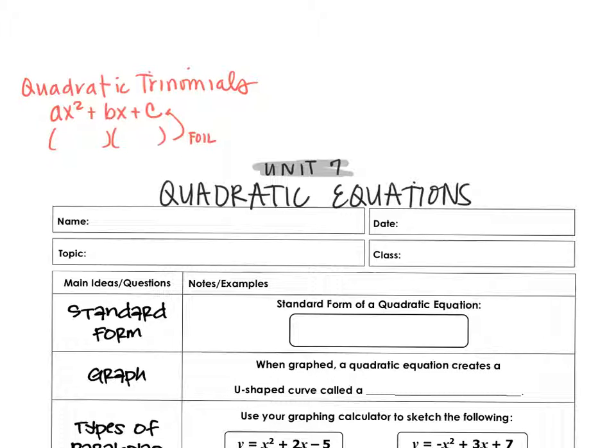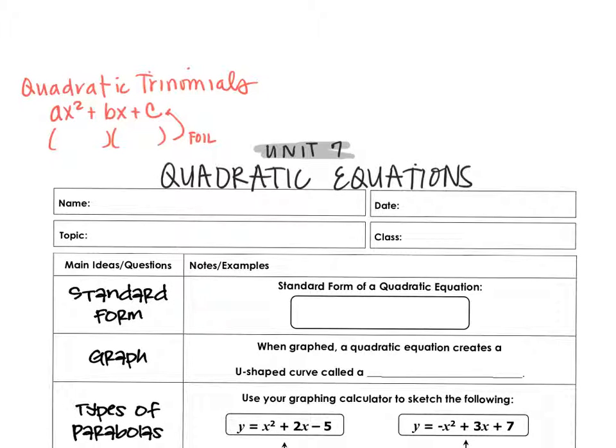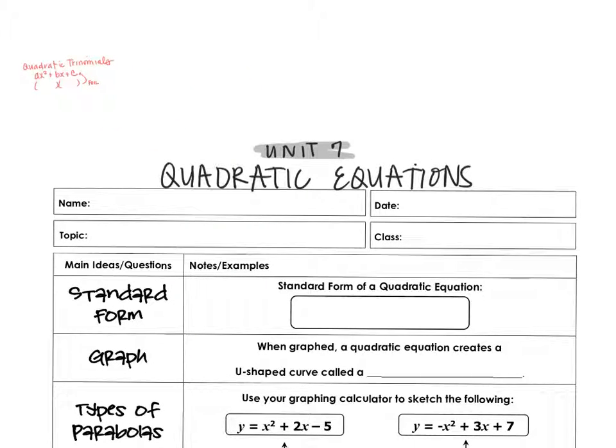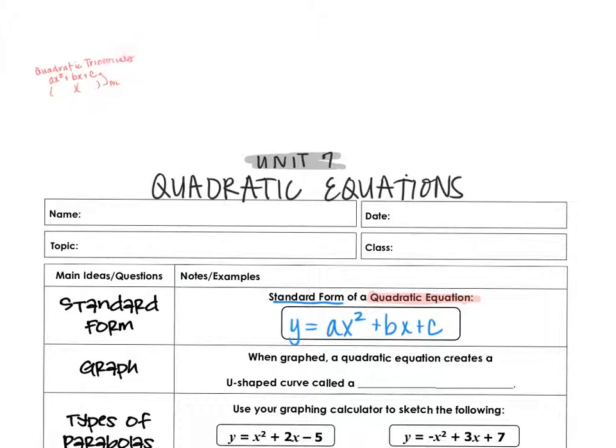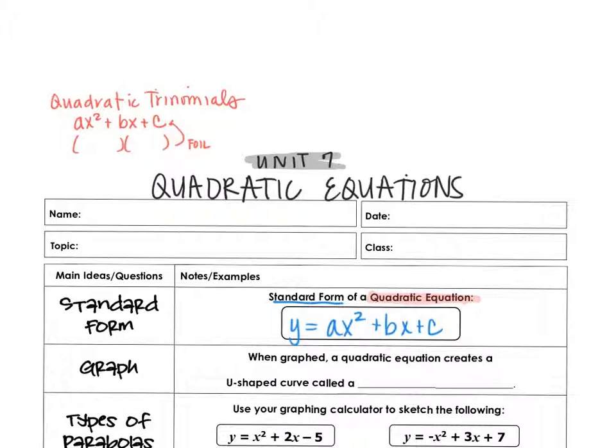All right, and what we're starting to introduce today is the concept of the quadratic equation. So the key word is quadratic, and let's talk about what a quadratic equation is. You're going to see it looks very familiar. A standard form of a quadratic equation is y equals ax squared plus bx plus c. Looks just like the quadratic trinomial because it is, okay? Now the difference is that it is y equals ax squared plus bx plus c.